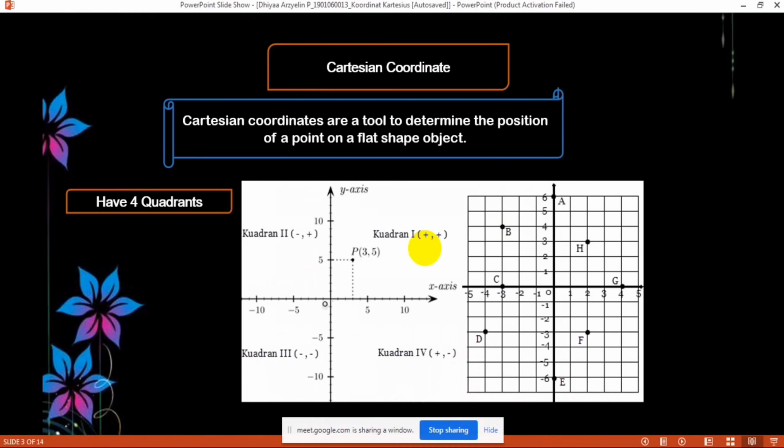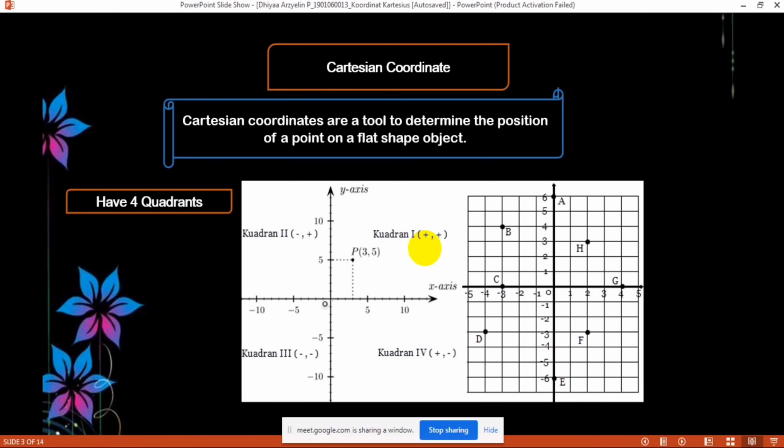X is absis and have horizontal line, and y-axis is absis and have vertical line. Cartesian coordinates have four quadrants. There are quadrant 1, quadrant 2, quadrant 3, and quadrant 4.